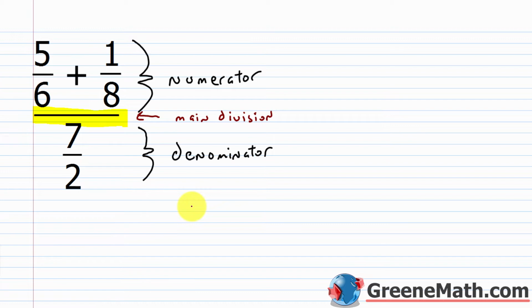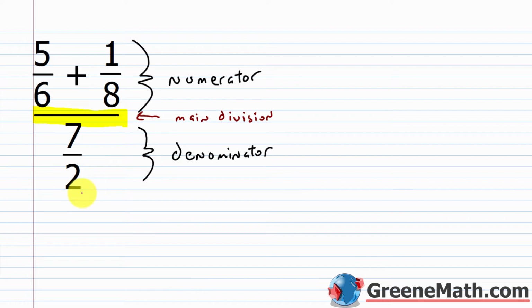And why do I say main division? Remember, if you have fractions, you are dividing the numerator by the denominator. Something like 9 over 3 is the same as 9 divided by 3, which is 3. Right? It's the numerator divided by the denominator. It is no different here with a complex fraction. We have this numerator here, although it's a complex numerator, 5/6 plus 1/8, divided by this denominator here, 7/2. So how do we go about simplifying one of these?